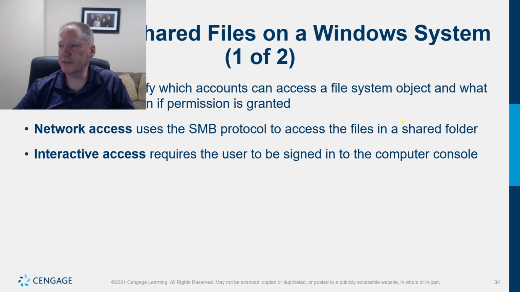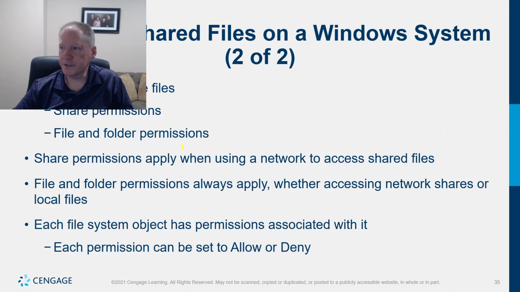So permissions specify which accounts. Network access is based on the protocol that's being used, right? So in Windows, it's the SMB protocol. And an interactive session requires the user to be signed into the computer console. So there's that. Now, once we share a folder, there are two ways we can set the permissions.